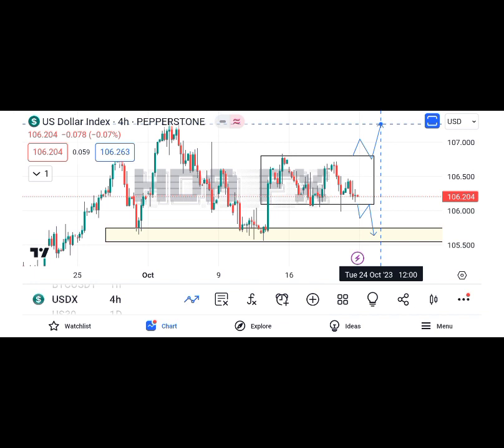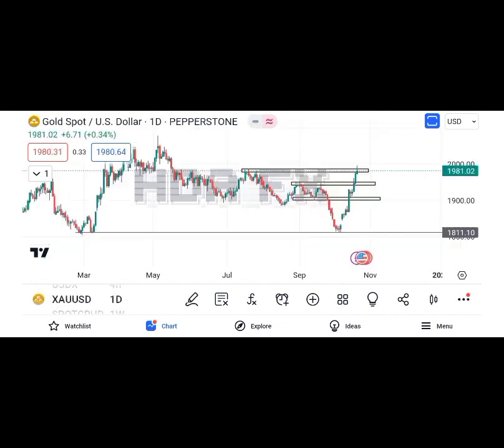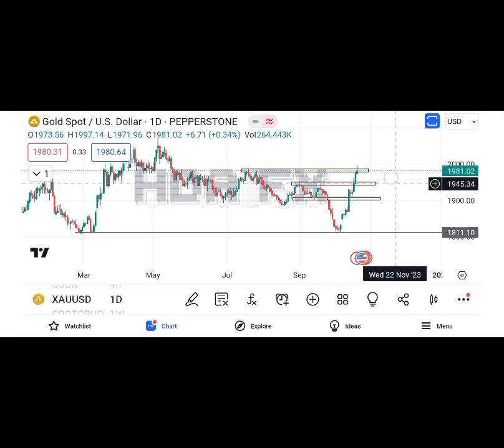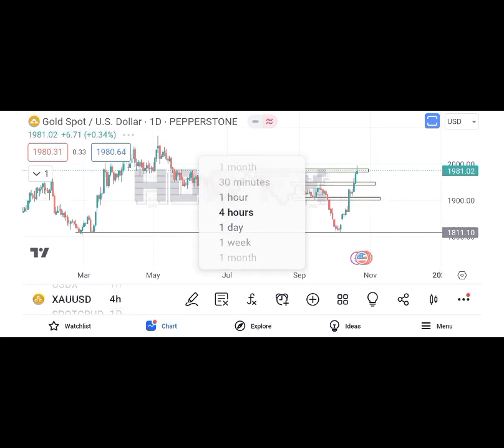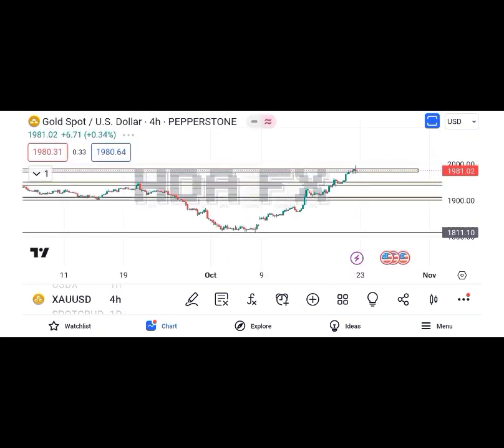Our last pair we'll be looking at will be gold. So we are moving to gold now. On gold, during the previous week, we saw that gold was very, very bullish. And these are key levels we spotted. This one, the other key level here, and another key level here. But let's move to the 4-hour time frame and see what we have there also.